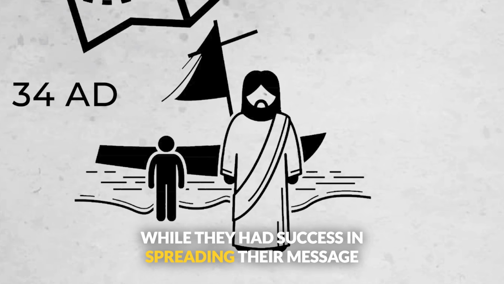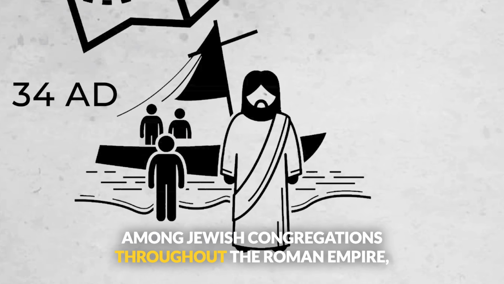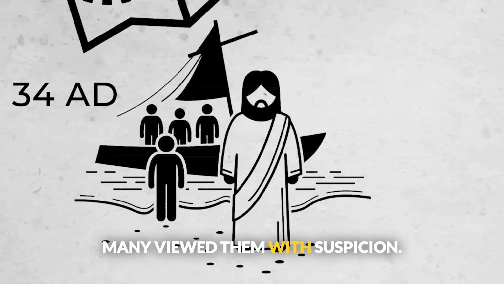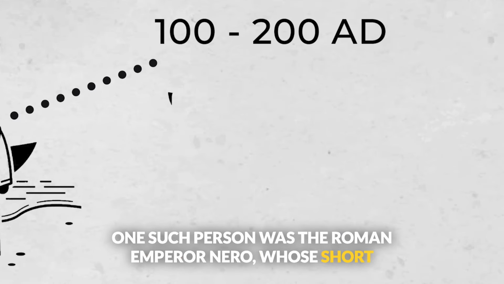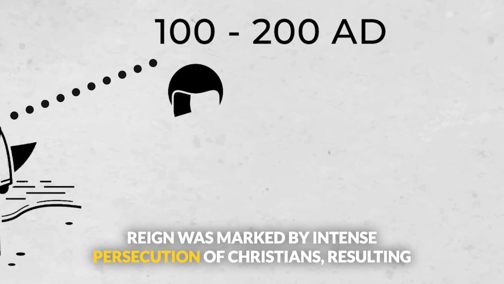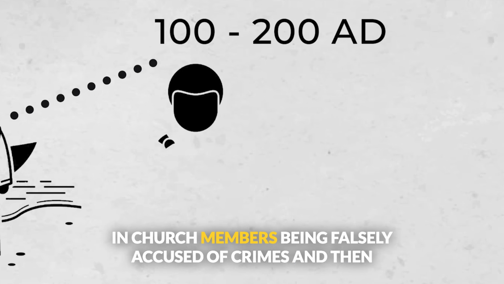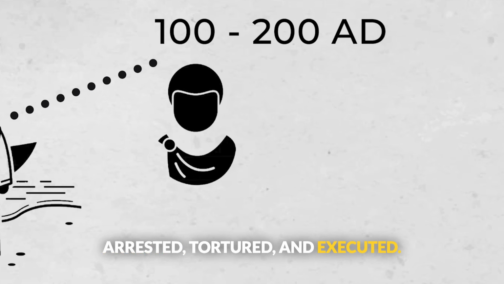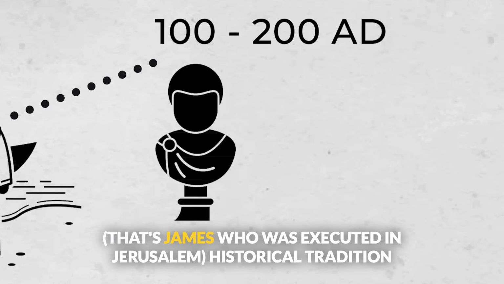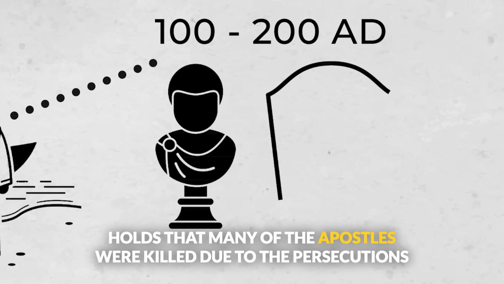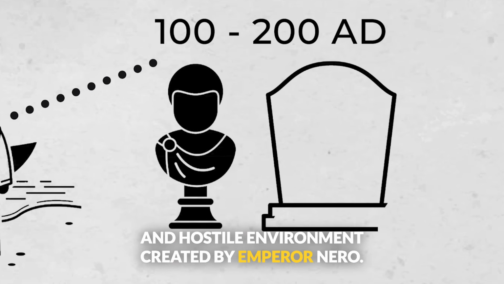While they had success in spreading their message among Jewish congregations throughout the Roman Empire, many viewed them with suspicion. One such person was a Roman emperor, Nero, whose short reign was marked by intense persecution of Christians, resulting in church members being falsely accused of crimes and then arrested, tortured, and executed. While we only have details of one of the active apostles' deaths, that's James, who was executed in Jerusalem, historical tradition holds that many of the apostles were killed due to the persecutions and hostile environment created by Emperor Nero.